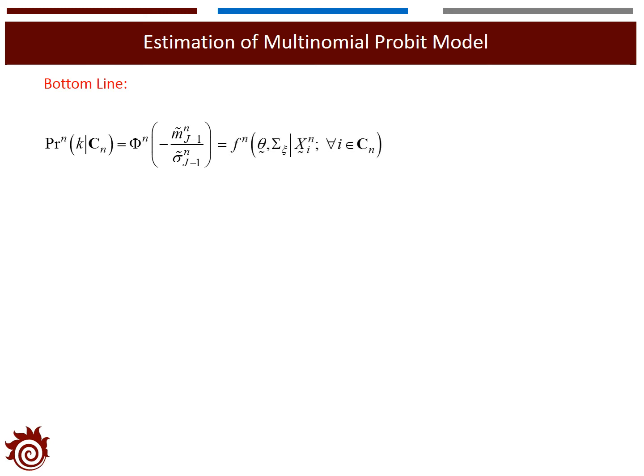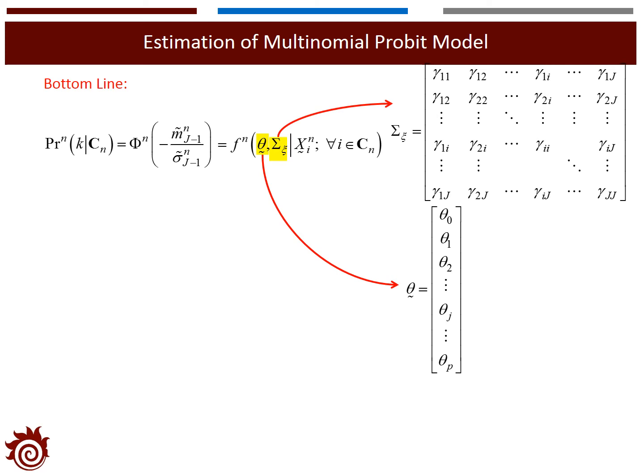From the previous analysis, we can find that this probability is also a function of theta and sigma psi. Here, theta is the coefficients applied for the attributes. Assuming that there are p attributes, then we need to define p plus 1 coefficients. The first one, theta 0, is defined for the constant term. In addition, we have the covariance matrix for the random term. The size of the matrix is j by j.